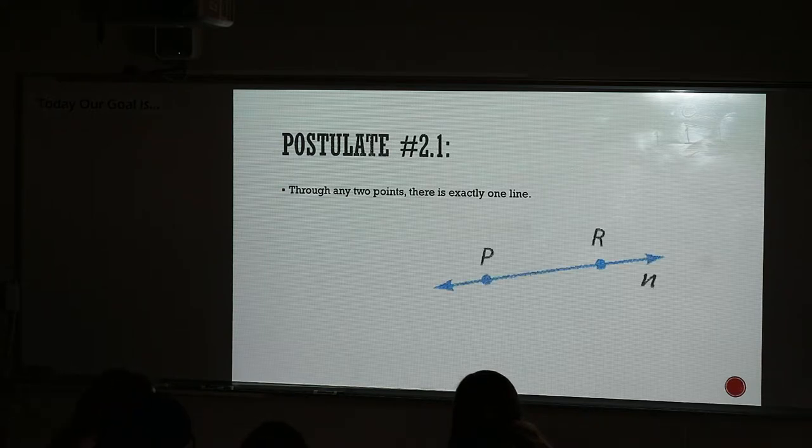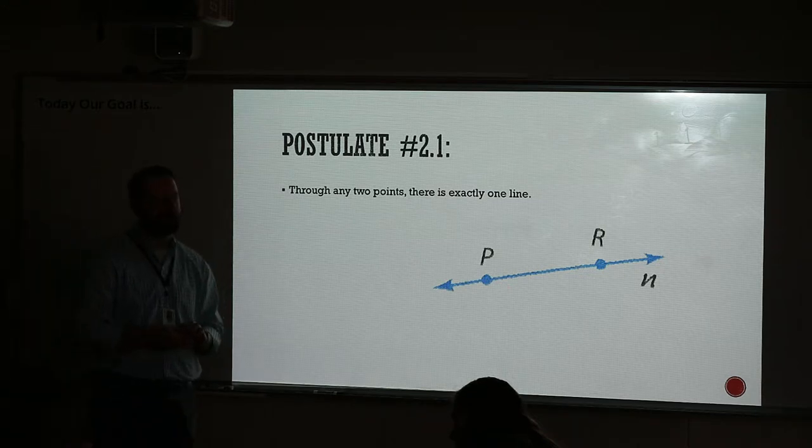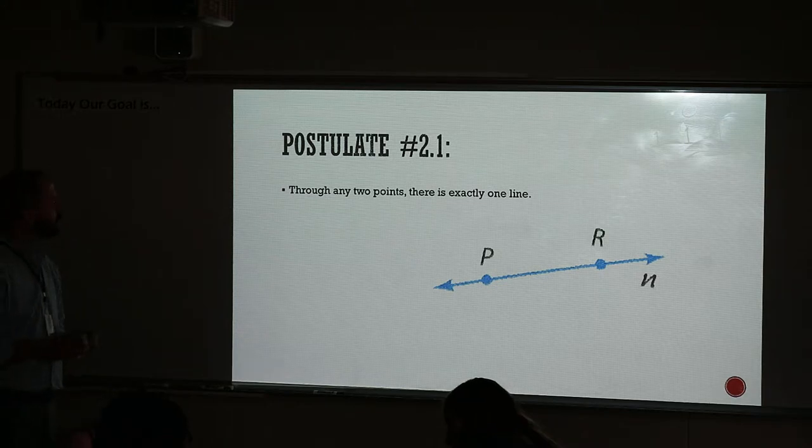There you go. So, I have 2 points, P and R. I can draw a line through it. And what is the name of that line? N. Or you can call it line PR, where you put the PR with the arrows above it. So, that's my example. By the way, that was a picture of your book. That's something we'll probably see on test days. We'll see pictures like this. So, any 2 points, there's exactly one line going through them. And notice they have arrows. It is a line, a type of line.